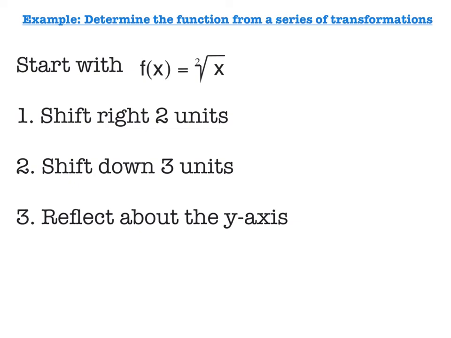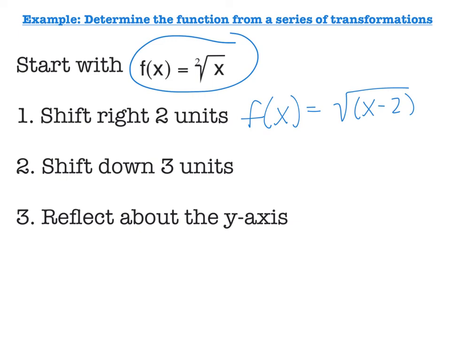Something else we can do with the equation of a function and what we know about manipulating the equation to transform it on the graph is a series of transformations. So let's look at an example: the square root function, f of x equals the square root of x. That little 2 just means it's a square root. If I want to shift it right 2 units, I subtract 2 from my x value. So this is what that's going to look like.